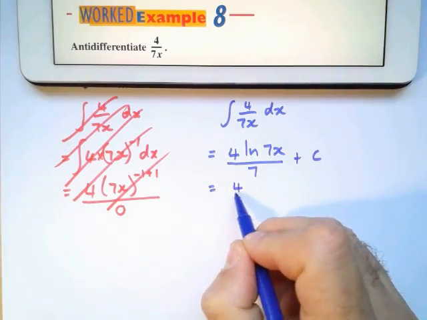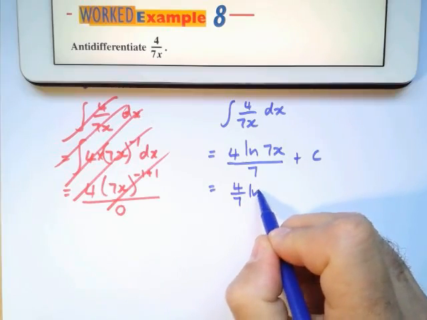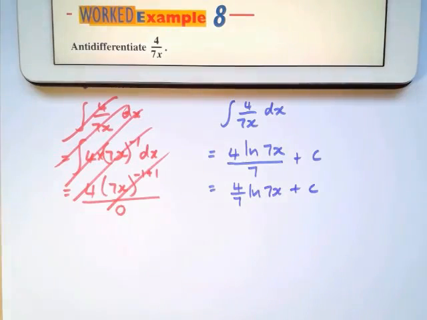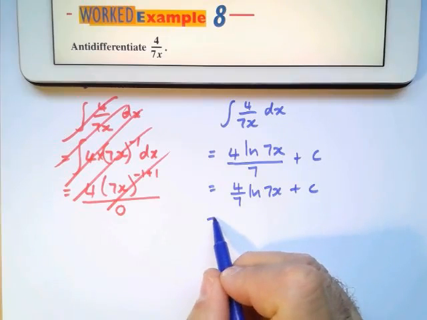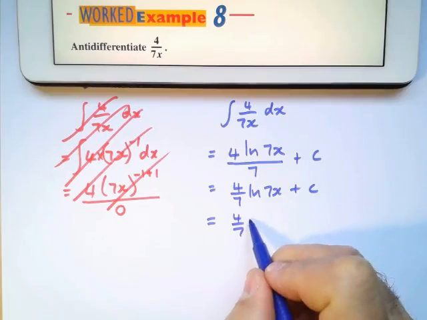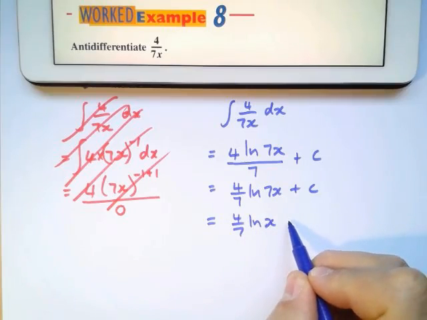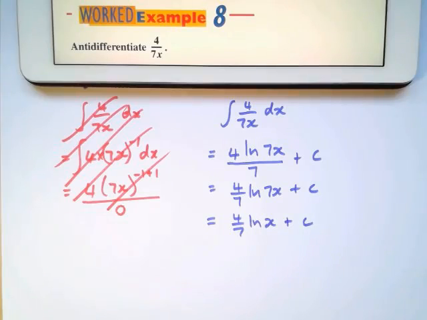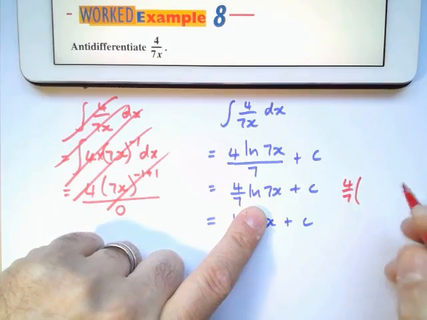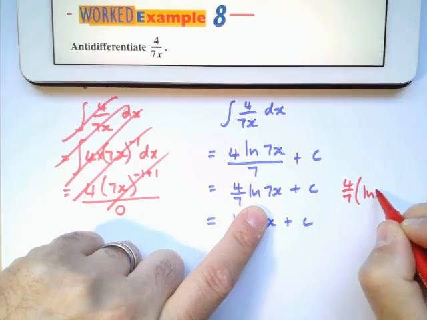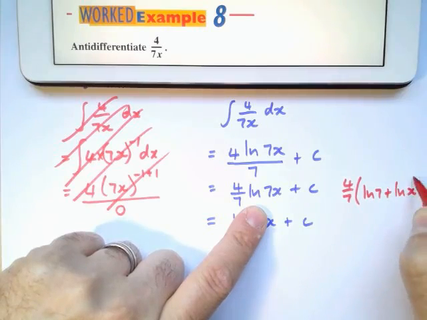Now, the reason I accept this is the following. We're going to have 4 over 7 ln 7x plus c. Now, some people say that's the same as just having 4 over 7 ln x plus c. And the reason they are the same is because I can apply my log laws and say this is 4 over 7 multiplied by ln 7 plus ln x, plus c.